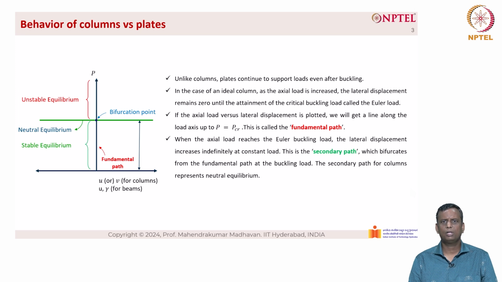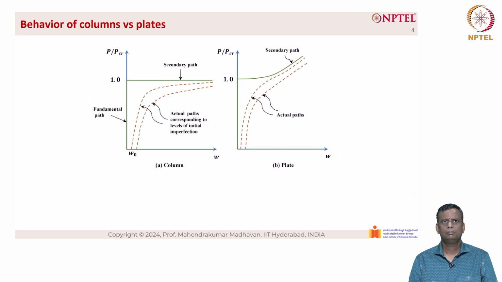The secondary path for columns represents the neutral equilibrium. You can see it in the green color arrow mark, which is shown as the secondary path. Basically, it bifurcates at that bifurcation point, and the lateral displacement is theoretically known to be infinity, as you can see from the plot. The fundamental path for a perfectly flat plate is similar to that of an ideal column. So what you can see are two different types of load versus lateral displacement plots. The one on the left side is for columns, and the one on the right side is for plates. The fundamental path for both of them is the same.